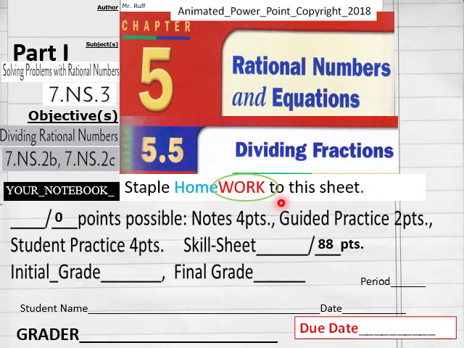And for today's homework, you got 88 points on your homework sheet. Have that out in front of you, that'd be helpful. Student name, date and period, due date for onliners and homeschoolers here.